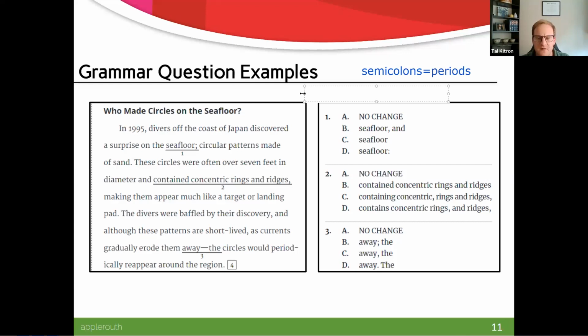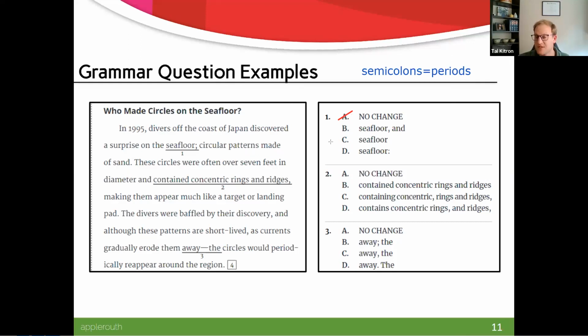In this case, first sentence is, in 1995, divers off the coast of Japan discovered a surprise on the seafloor. That's good. Got a subject, got a verb, that can stand alone. But then wait, circular patterns made of sand, something's missing. What about them? A is wrong because this clause is a dependent clause, and so the semicolon is improper.